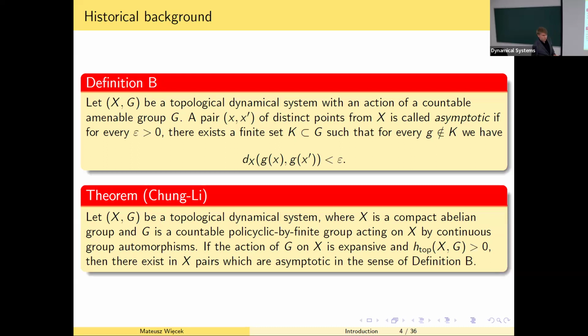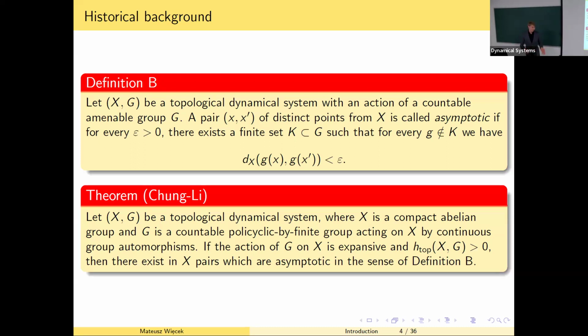One more time, sorry. So in the definition you defined the notion for countable. Yes. But the theorem, I assume that you. No, because this space X is a compact abelian group. Yeah. So this is an algebraic action of some countable polycyclic by finite group on a compact abelian group.